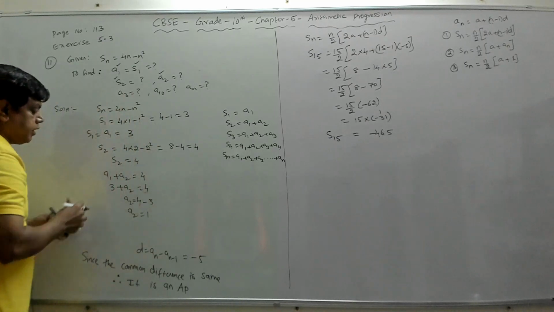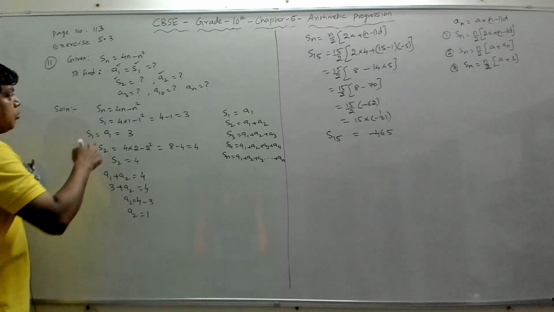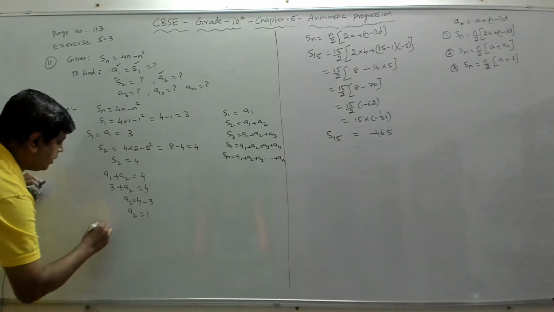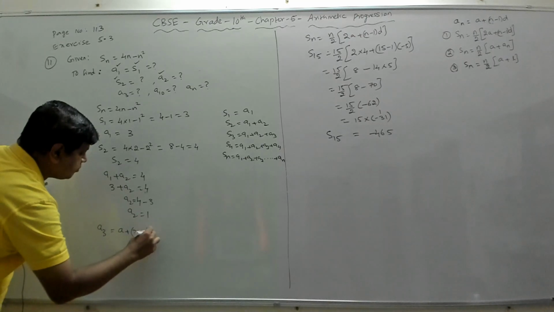Now we should find A3. See, once you know two terms, then we can easily find the remaining terms. What is our A3? A3 is A plus 3 minus 1 into D.